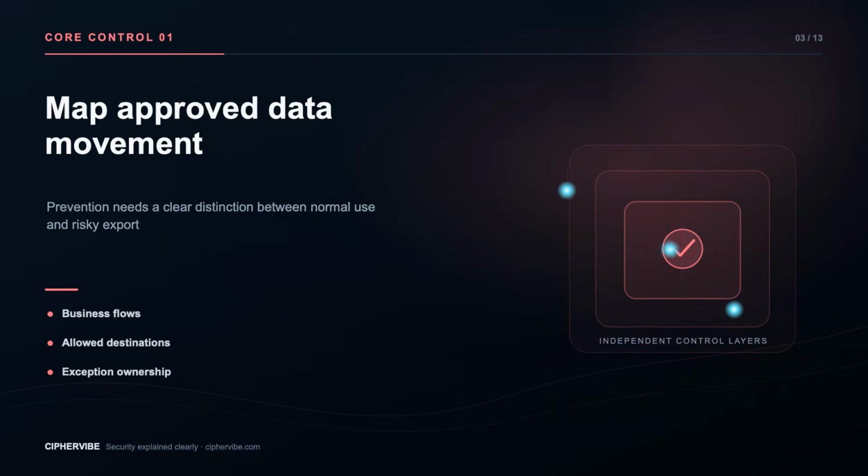The first building block is map approved data movement. Document which users, systems, partners, and destinations legitimately receive sensitive data and through which approved channels. DLP policy should protect those workflows while making unapproved transfers, bulk exports, personal destinations, and unusual cross-boundary movement visible.